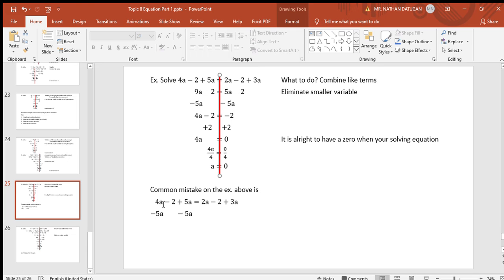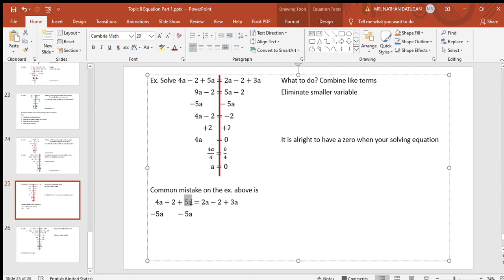So what you actually have to do is you're just going to add 4a and positive 5a, if you want to include the sign, positive 5a, to get 9a, and then minus 2 is still minus 2, and you do the same thing on your right side. So now our new equation is 9a minus 2 is equal to 5a minus 2.